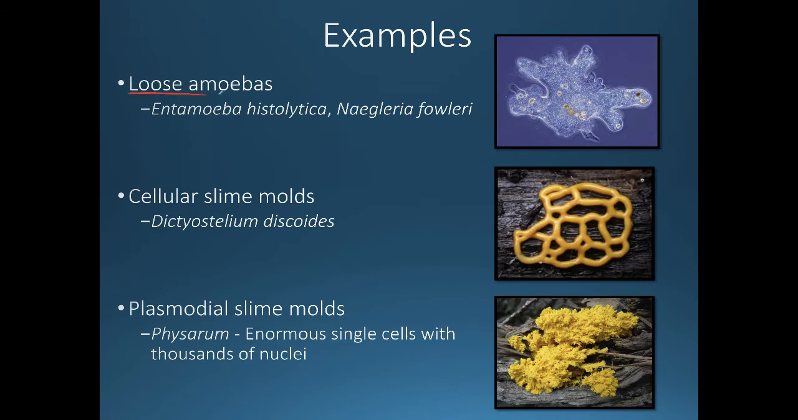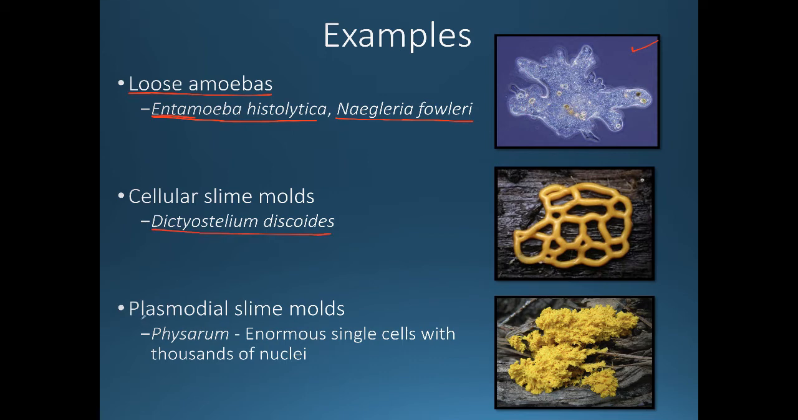Okay, now I'd like to talk about some examples of the Amoebozoas. The first lineage here are the amoebas, the loose amoebas, and these are maybe what you're most familiar with when you think about amoebas, these large, massive cells with a very pronounced pseudopodia. Some examples are Entamoeba histolytica and Naegleria fowleri. Another type of Amoebozoa would be the cellular slime molds. And so these exist as single cells that sometimes come together and form a much larger structure, though they are still single-celled. An example of the cellular slime molds are Dictyostelium discoideum.